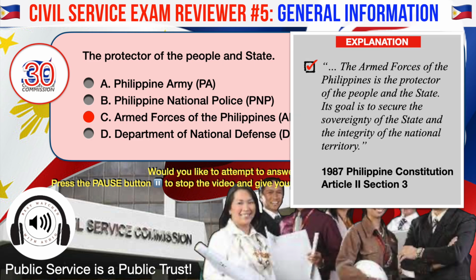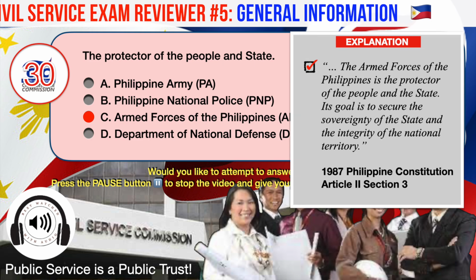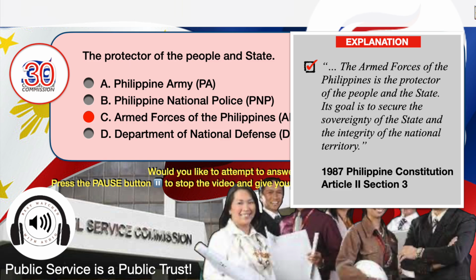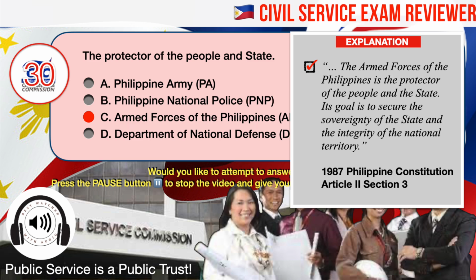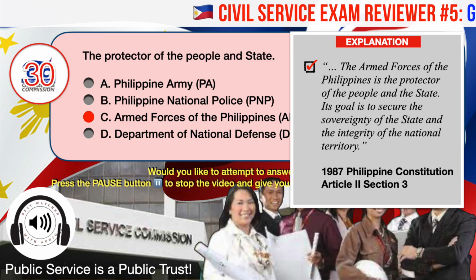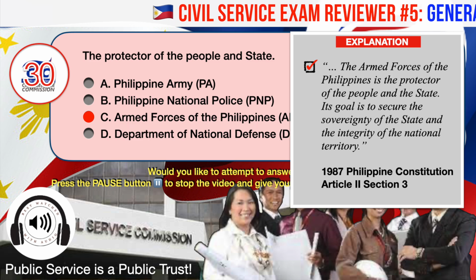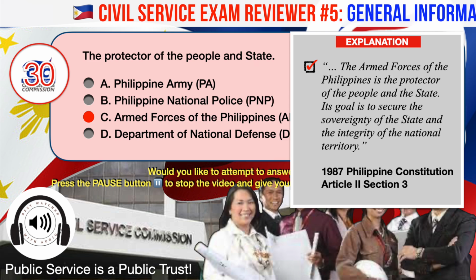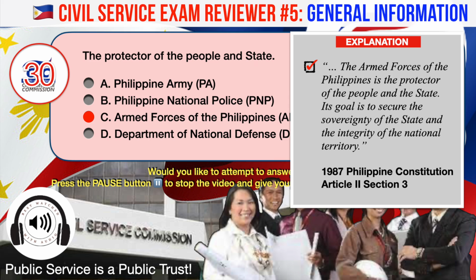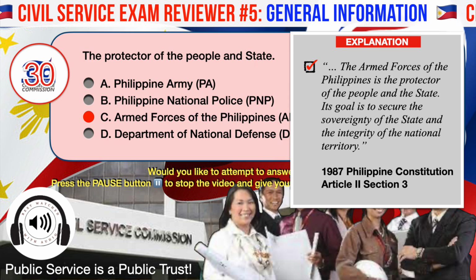Article 2 Section 3 of the 1987 Philippine Constitution states thus: civilian authority is, at all times, supreme over the military. The Armed Forces of the Philippines is the protector of the people and the state. Its goal is to secure the sovereignty of the state and the integrity of the national territory. Meanwhile, Article 7, Section 1, of the same 1987 Constitution vests executive power on the President of the Philippines, in which it states that the President is the head of state and head of government, and functions as the Commander-in-Chief of the Armed Forces of the Philippines.